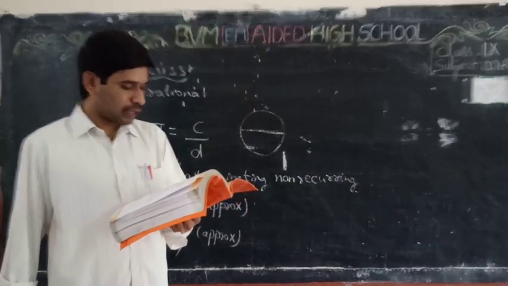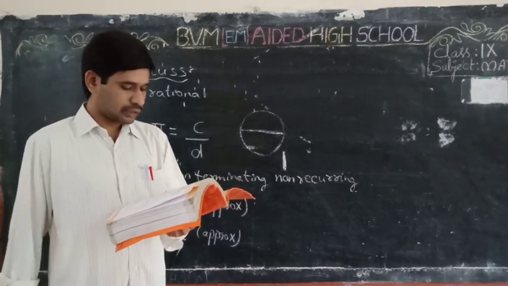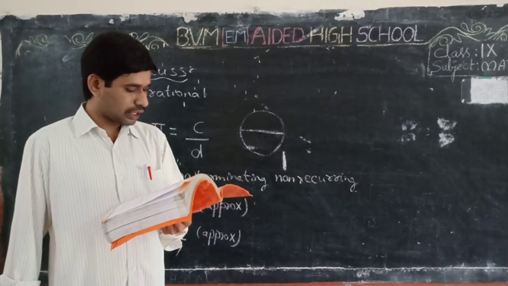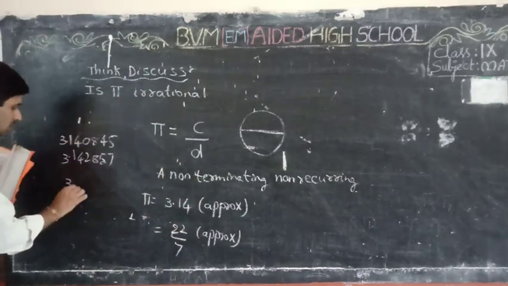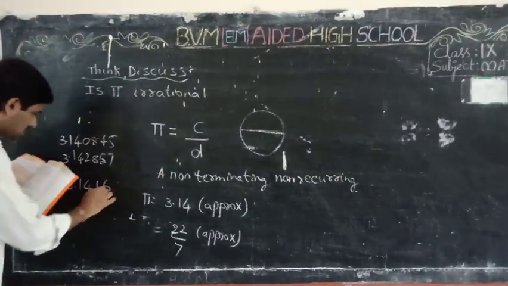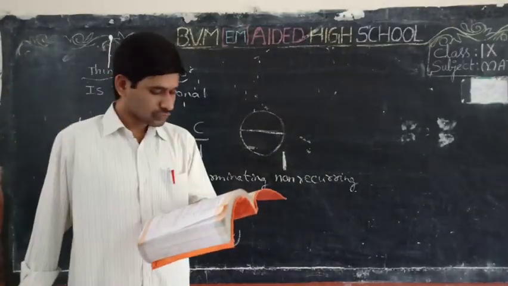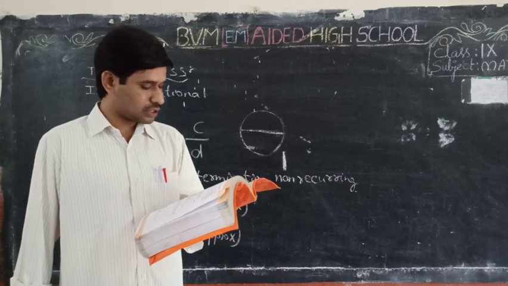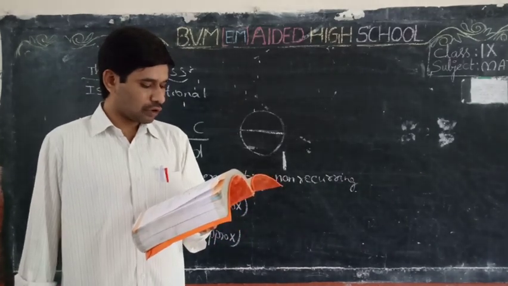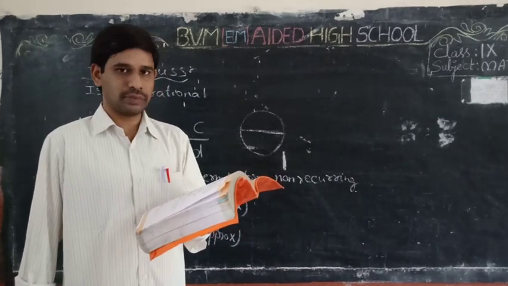So later, Aryabhatta, a great Indian mathematician, found the value of pi correctly up to 4 decimals, 3.1416. Now, using high speed computers and algorithms, pi has been computed to over 1.24 trillion decimals.